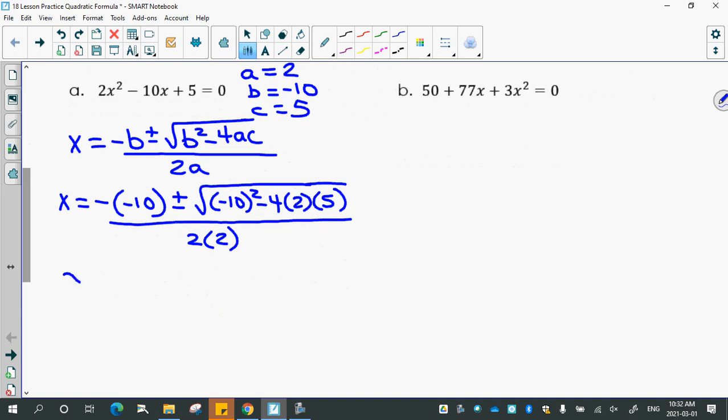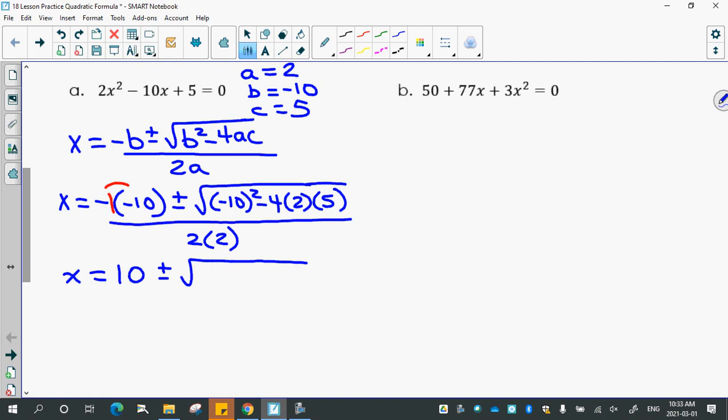Okay, next step. So what does it mean when I have a negative, then a bracket, and then a negative 10? Good. So that means there's like a negative 1 there that's multiplying. So negative 1 times negative 10 is positive 10. So I've got x equals positive 10 plus or minus the square root of.